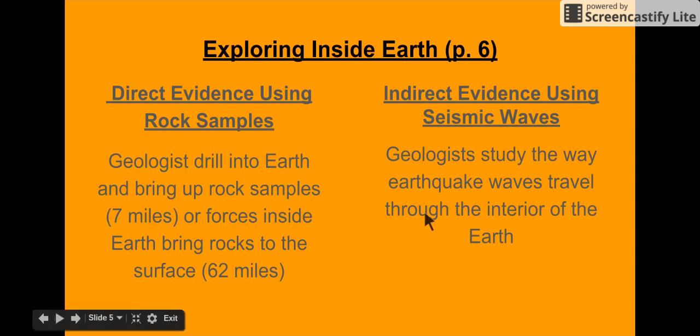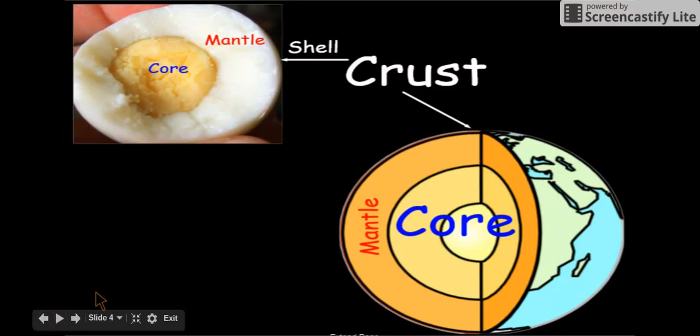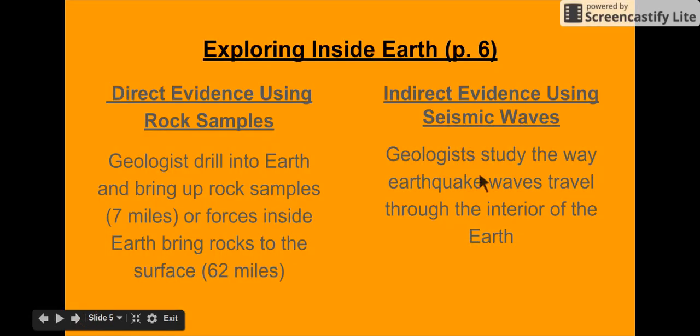Now, indirect evidence. If you were kind of thinking about this, you might have had this question. Wait a minute. We've never dug deeper than the crust, but we think there's a mantle, an outer core, and an inner core. And not only that, we think the outer core is liquid metal. We think the inner core is solid metal, but we've never dug deeper than the crust. So how do they think they know that stuff? Since we've never seen it, we use indirect evidence to study the layers deeper than the crust.